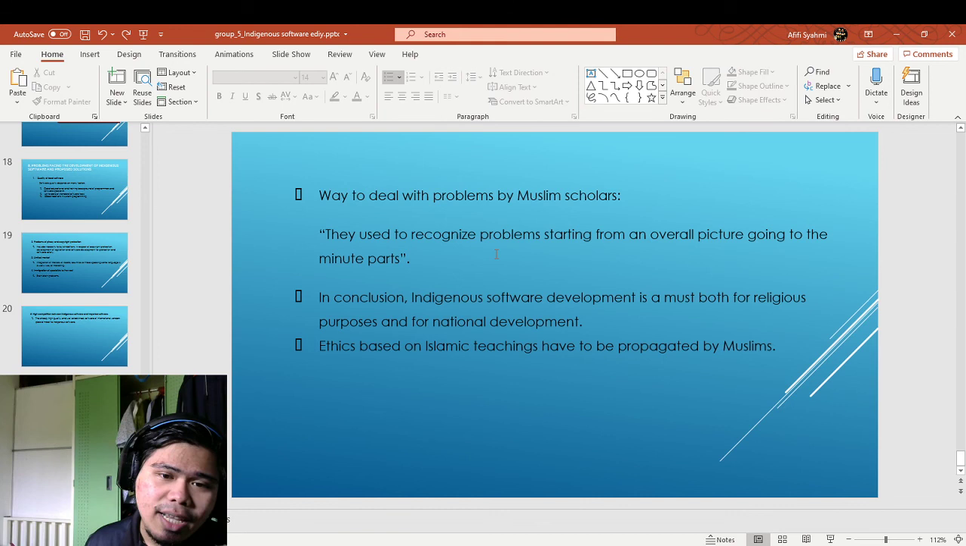So in conclusion, indigenous software development is a must for both religious purposes and national development. Ethics based on Islamic teaching have to be propagated by Muslims. Thank you.